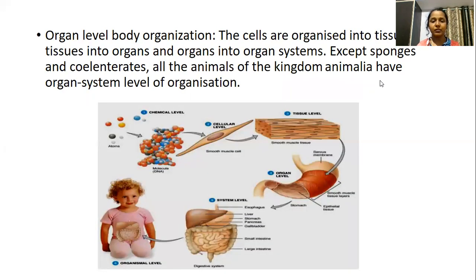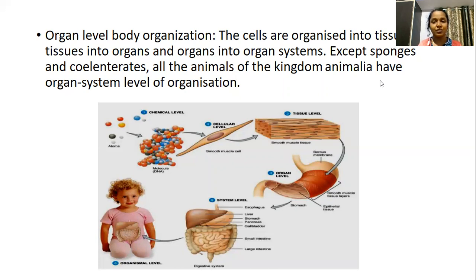In case of this organ level body organization, we can come across different organs, and those organs which are performing a similar function can be grouped under an organ system. Take for example, in humans, the digestive system. The digestive system consists of various organs, starting with the mouth and ending with the anus. In between, we have numerous structures, numerous organs, along with many glands. All those are working for a particular function, that is digestion.